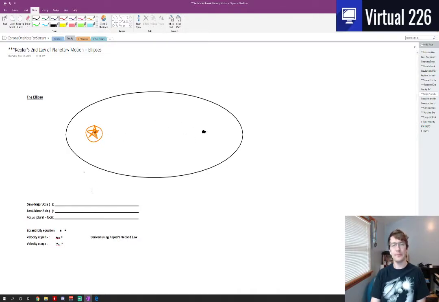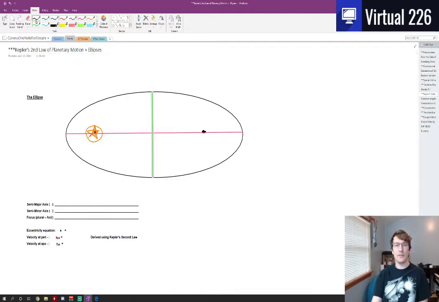Now, there's two axes we think about on an ellipse. One is known as the major axis. It cuts across the longest part of the ellipse. So there's the major axis. And then we have the minor axis. And the minor axis goes across the most narrow part of the ellipse.